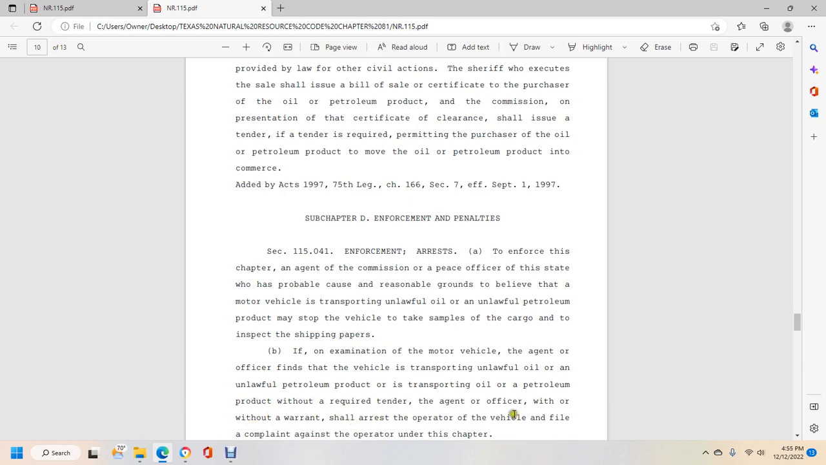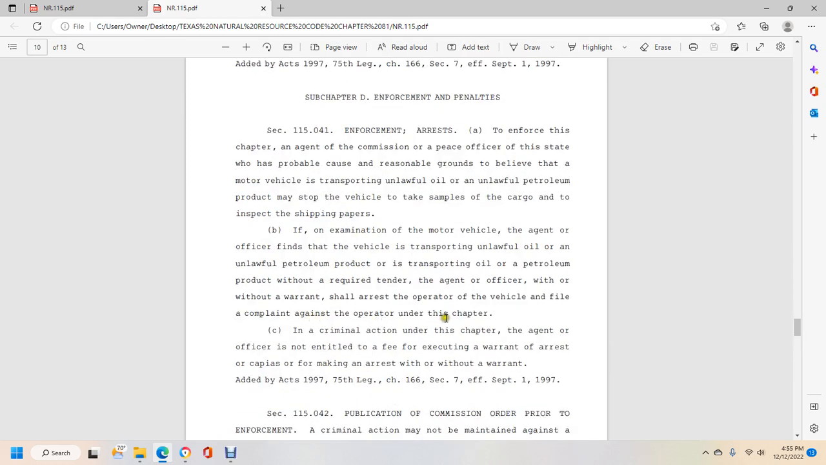arrest the operator of the vehicle and file a complaint against the operator under this chapter. In a criminal action under this chapter, the agent or officer is not entitled to a fee for executing a warrant of arrest, capias, or for making the arrest with or without a warrant.